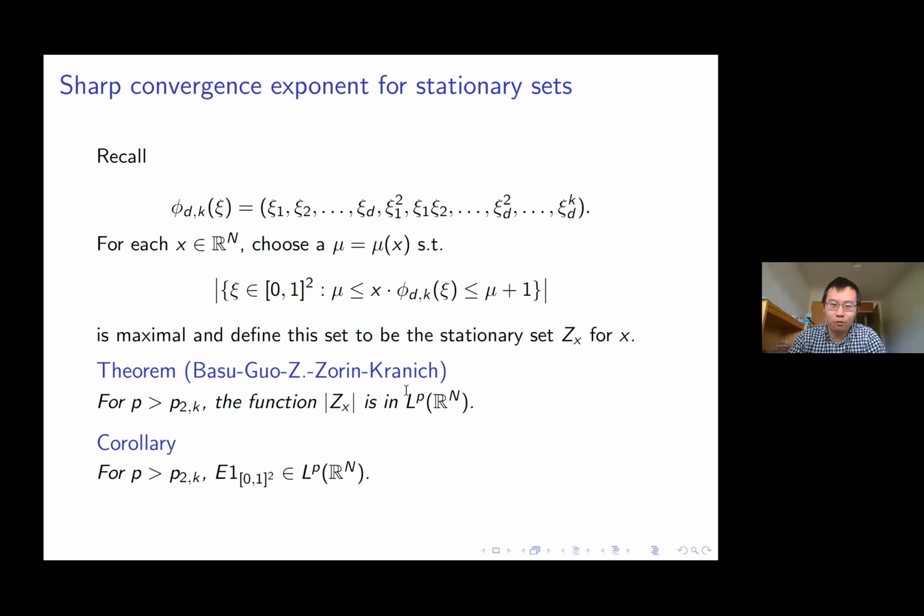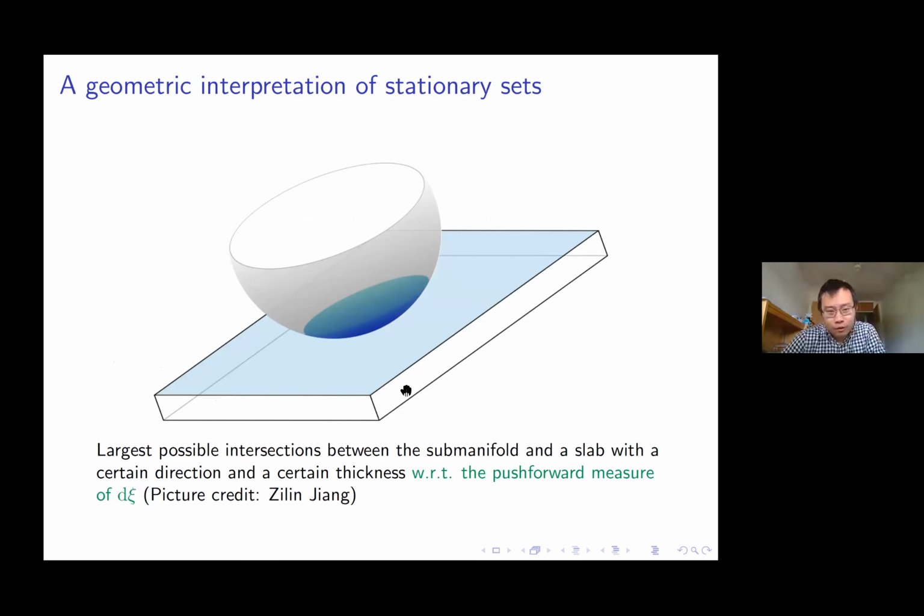I'm going to tell you a little more of our thoughts, but before this, let me just mention there's a geometric interpretation of stationary sets that I'd like to say at this point. This picture is drawn by my friend Zorin-Kranich Zhang, so thanks to him. As I said, we are looking at the Fourier transform of certain surface measures, so you can actually interpret your stationary sets in a geometric setting. When you look at the Fourier transform of a surface measure, at a certain point x, what you can do is first take an infinite slab that's perpendicular to the direction of x, and then you take its thickness to be 1 over the norm of x. Then you move this slab around in the frequency space, intersecting your surface with this slab.